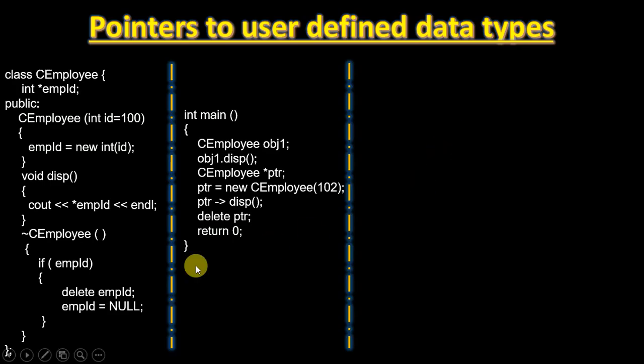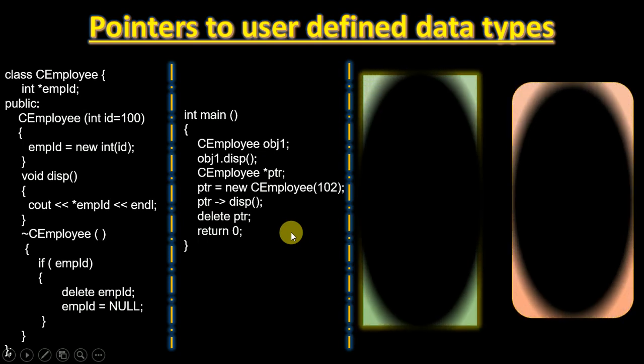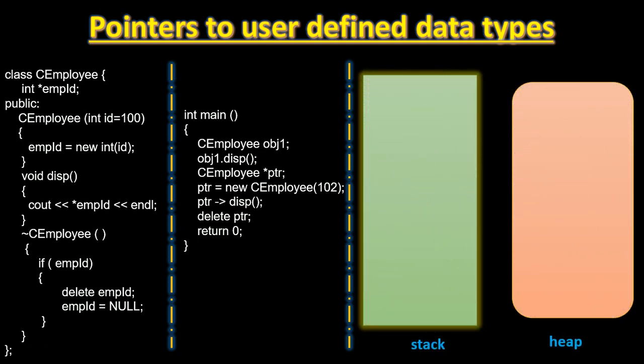Now let's analyze a pictorial representation of how memory is allocated and deallocated. When I say CEmployee obj1 here, let's take the stack and heap segments. First, obj1 memory is allocated in the stack segment, and as soon as memory is allocated, you can see one empid pointer will be there. Now the constructor will be called.